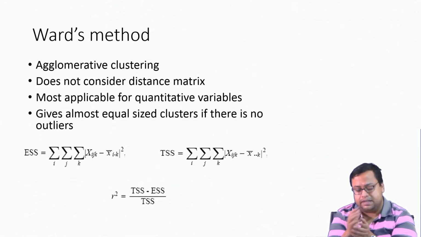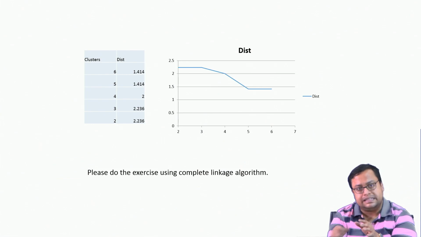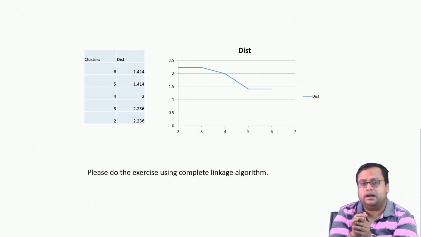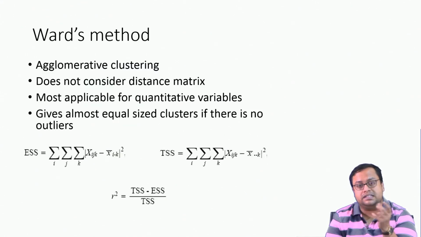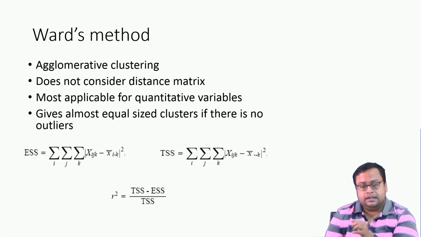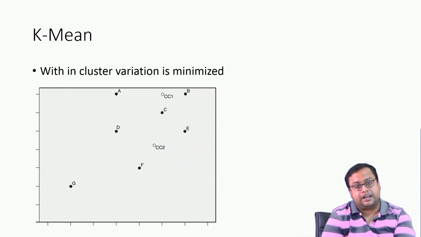So, we also plot a scree plot, we call it a scree plot here. We plot something like this, but instead of distance covered we measure the within sum of square. That is Ward's method. And the third method, which is probably very easy, is called the K-means method.